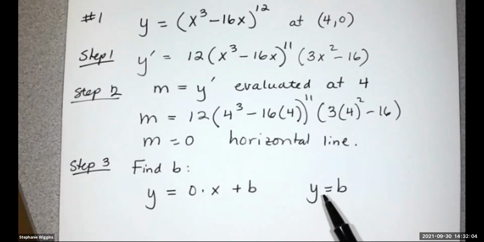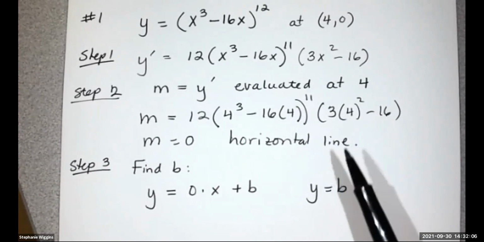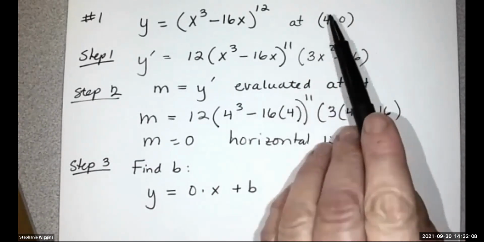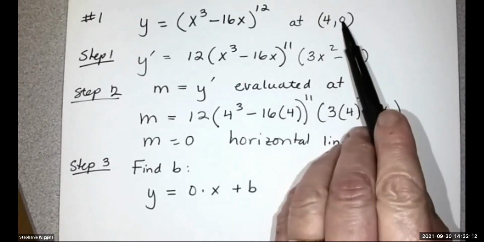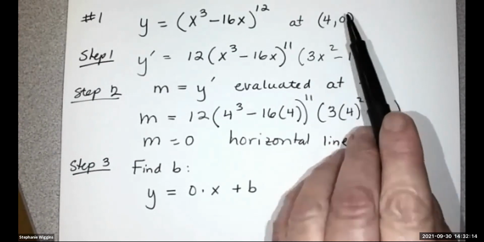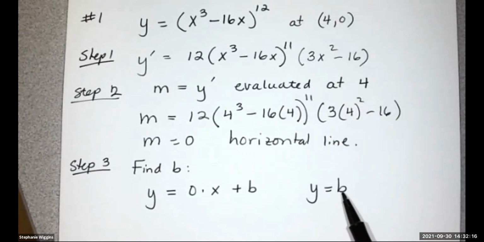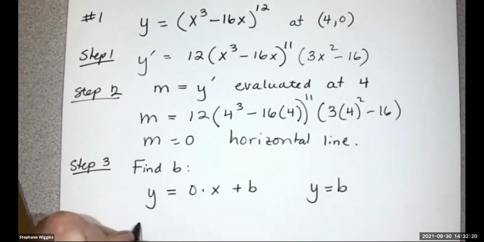And where does it cross the y-axis? Well, at 4, it's going to be at 0. So this is the y value at 4, and therefore b is your y value. So we have that y equals 0 is the horizontal line.